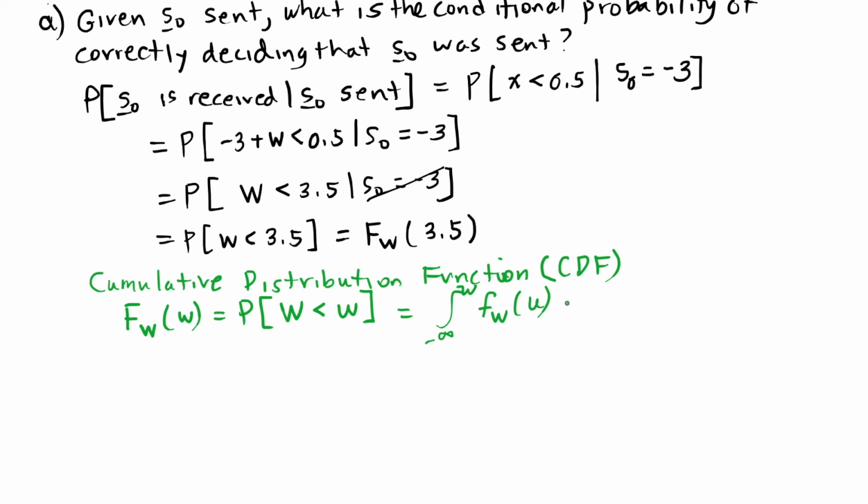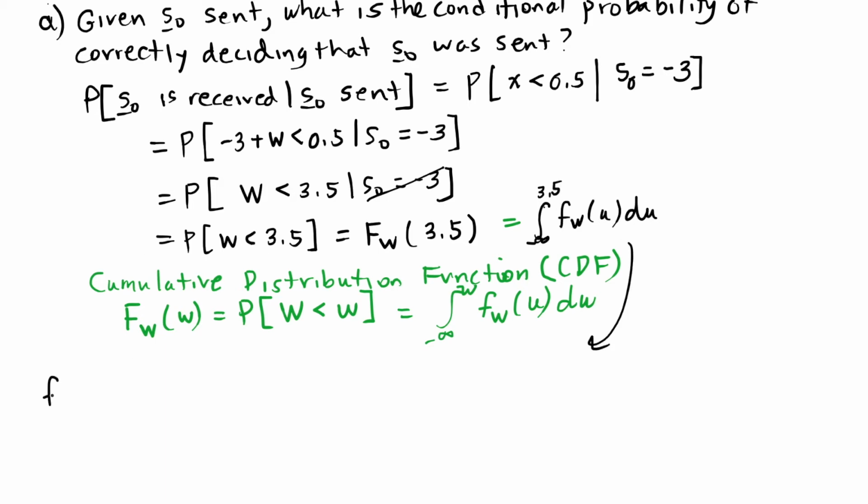And here I'm going to put in a dummy variable so that I can do the integral, and the integral will get rid of that u and replace it with the little w in the answer. Here, what we're talking about in terms of the value of 3.5 would be to plug into that integral 3.5 instead of little w.